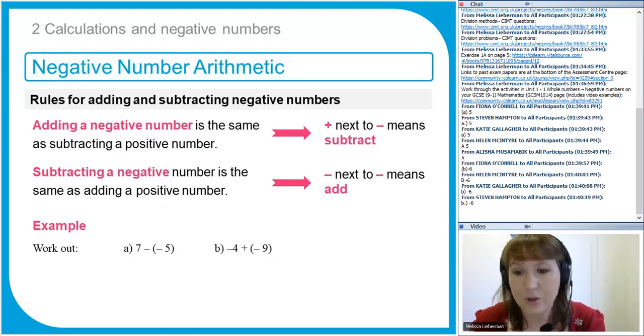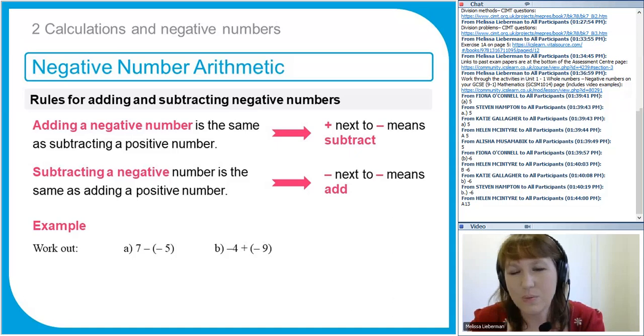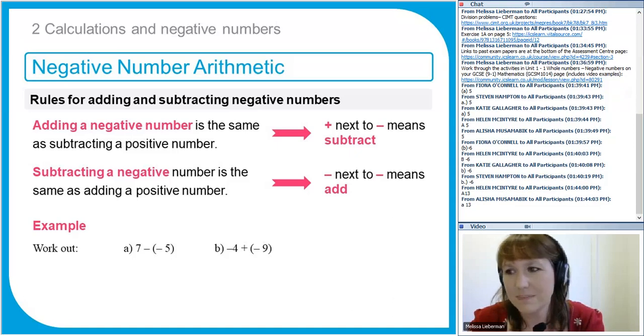So have a go at these two sums now. How do you work out 7 subtract negative 5? Have a think about what you think the answer is, and then put the answer in the box. Remember to tell me whether you're answering A or B. So type it in the box, what do you think part A is? And then for part B, what do you think negative 4 plus negative 9 is?